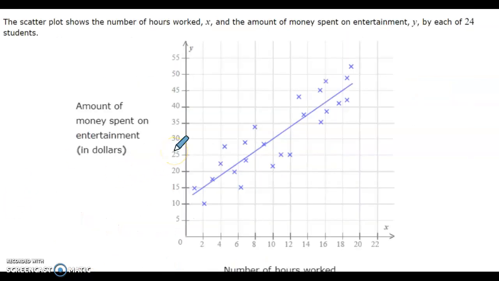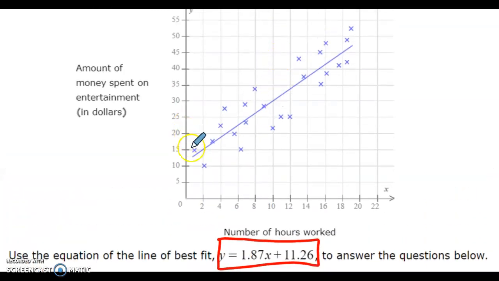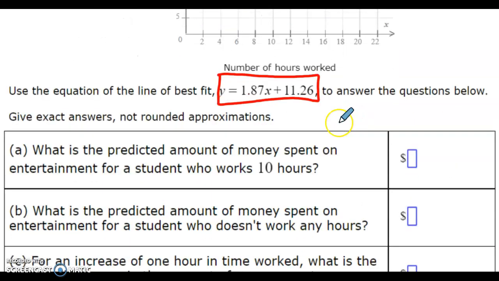Last question. Now we have an equation for the line of best fit. So that equation represents this line. Okay, so that 1.87 is your slope, 11.26 is your y-intercept. When you're given an actual equation, now you're using the equation to plug x values in and give exact answers.